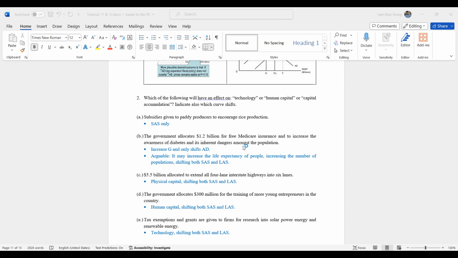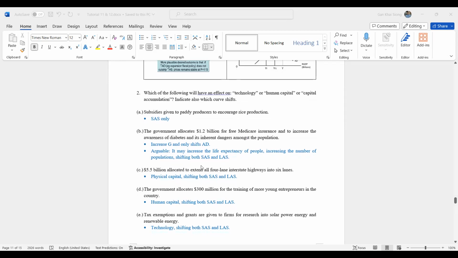It could be a demand side policy, but it's arguable it can be a supply side policy as well, because when people are more health conscious, this can increase the life expectancy of people so that people can stay longer, increasing the number of population in the country. So again, it can still shift SAS and LS curve because of the rise in the population.